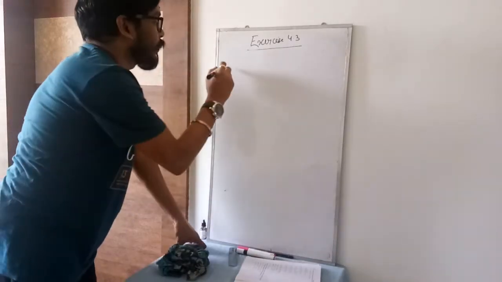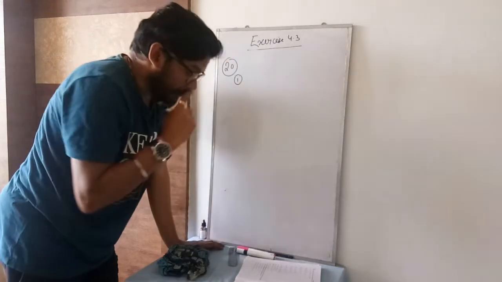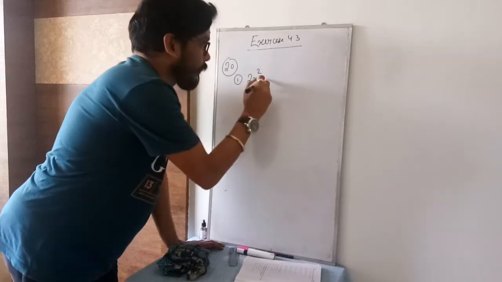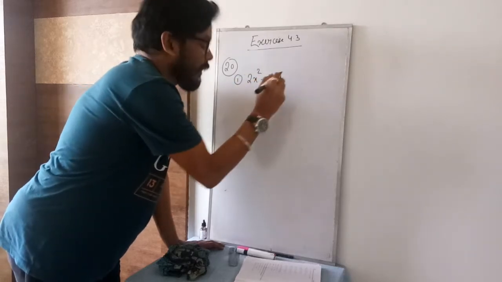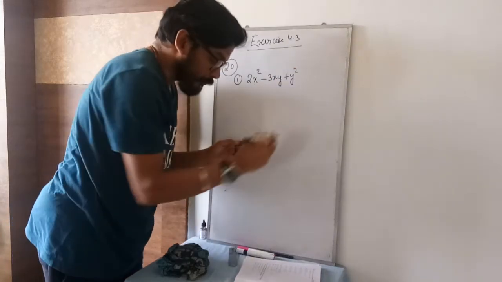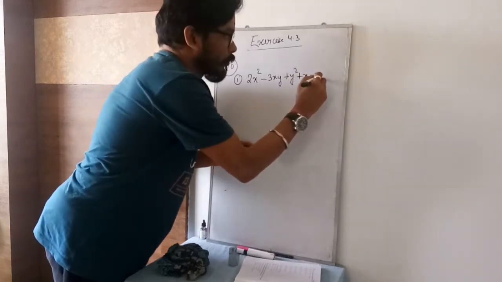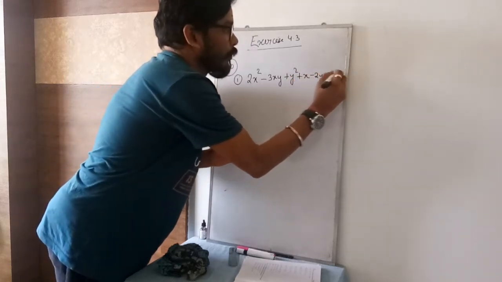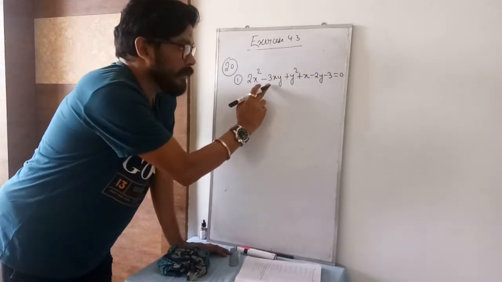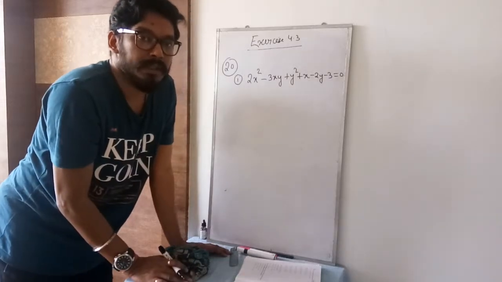So let me write the equation first. This is a very easy sum. I will do just one of them. Rest you can automatically do at home. It is 2x square minus 3xy plus y square plus x minus 2y minus 3 equal to 0. I have to find out at which point at x-axis this curve will cut it, and at y-axis what is the point.